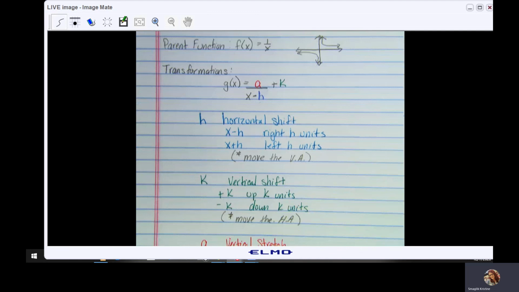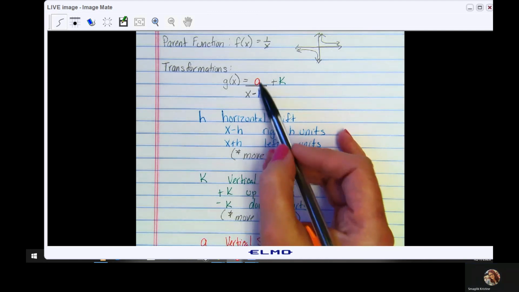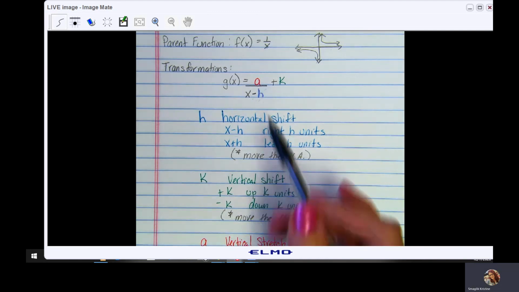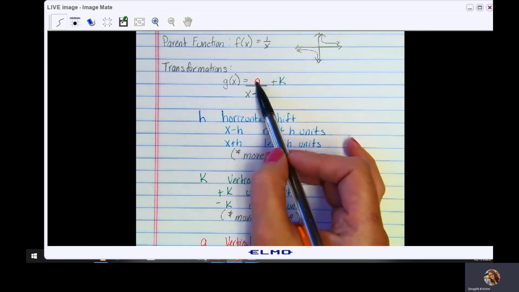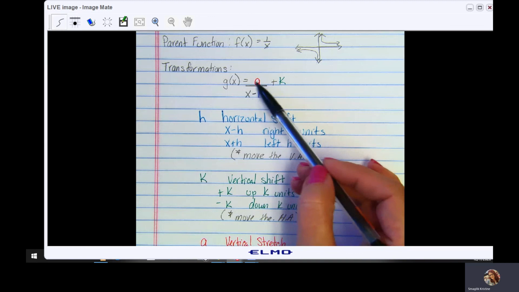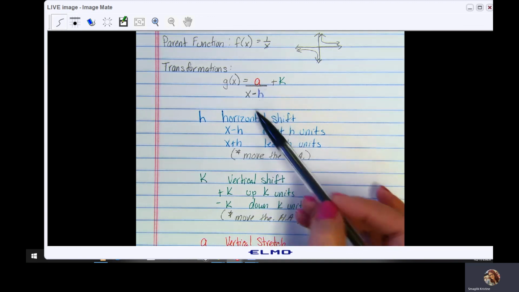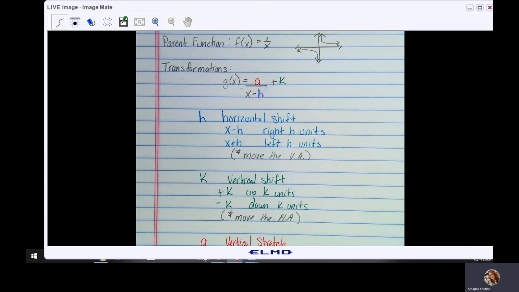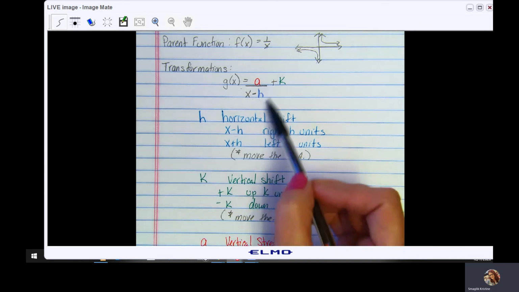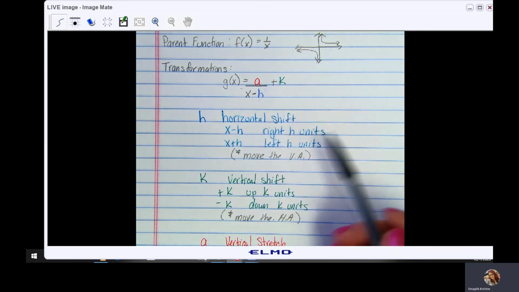Now, if you have an a, your a value here, which you shouldn't really see any fractions or decimals, at least not in this stage of the game, would be a vertical stretch. If this is negative, you might see the negative hugged up to the a, or you might have a negative out front. We'll deal with that in another lesson. That's going to be a reflection across the x-axis.